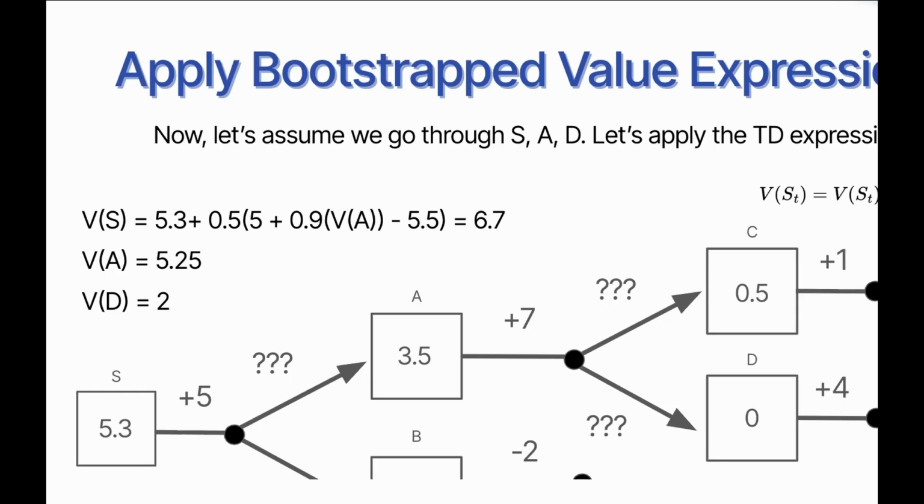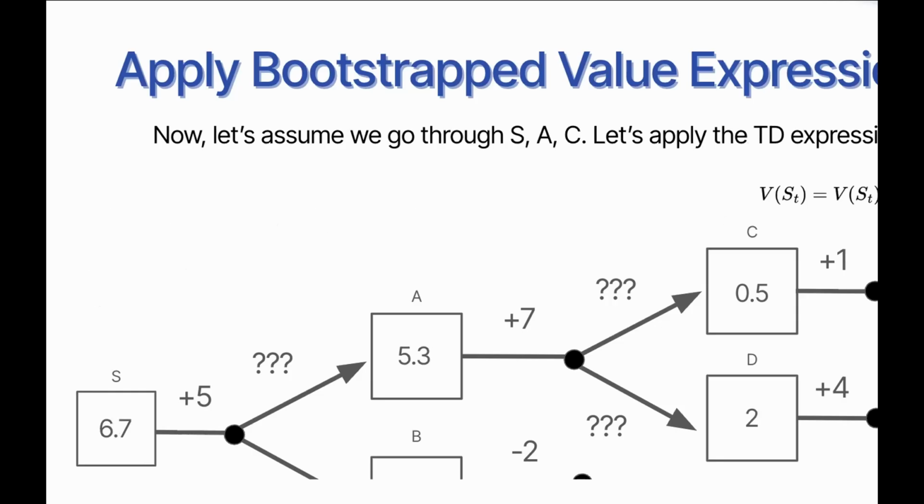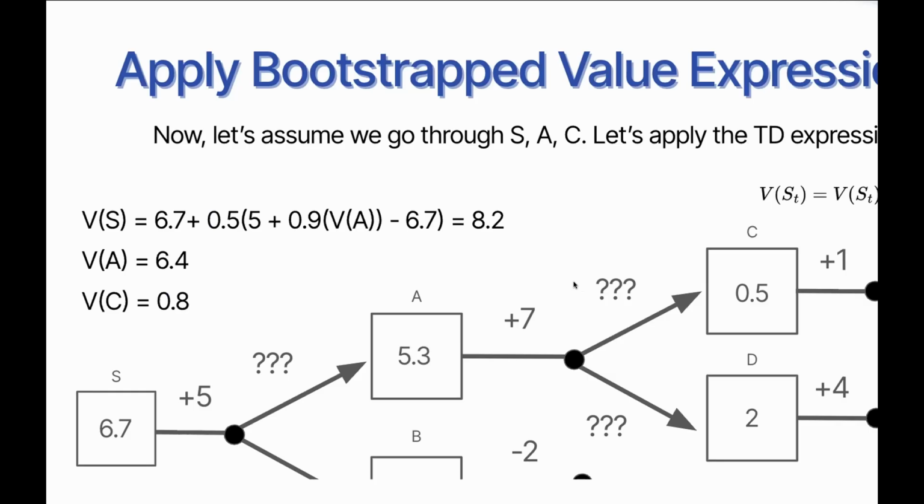Applying the same expression, let's go through SAC one more time. Once again, you get 8.2, the value of A is going up, and the value of C is going up. What number is the value of C approaching? What should it approach?